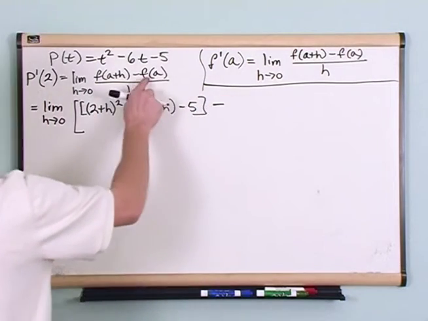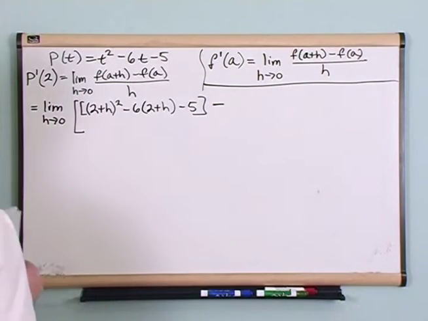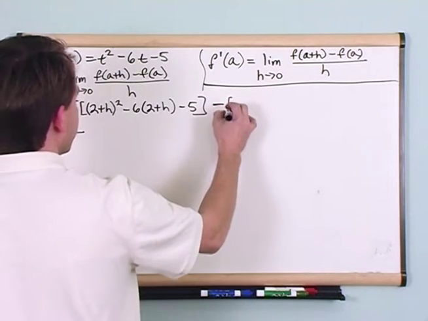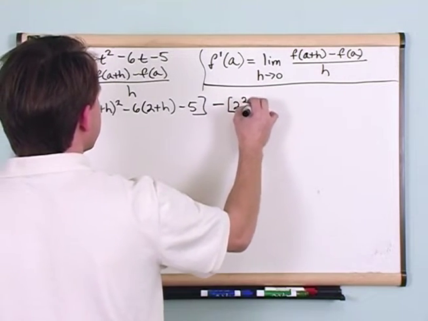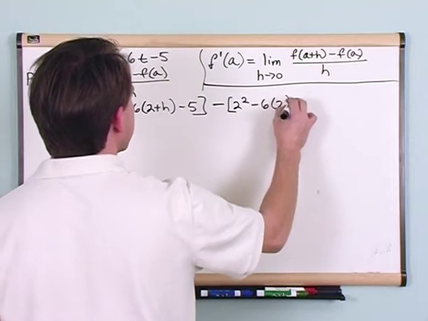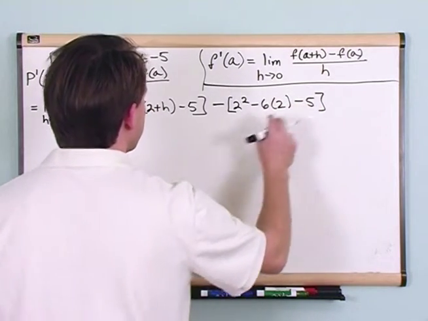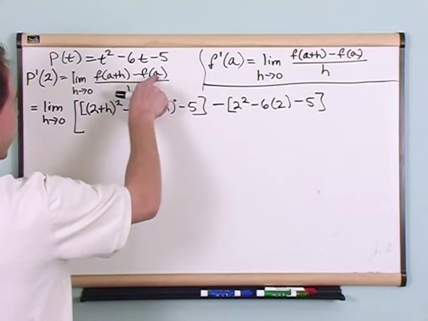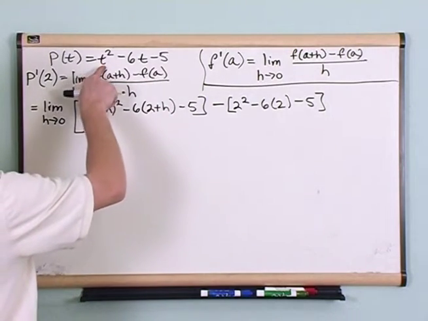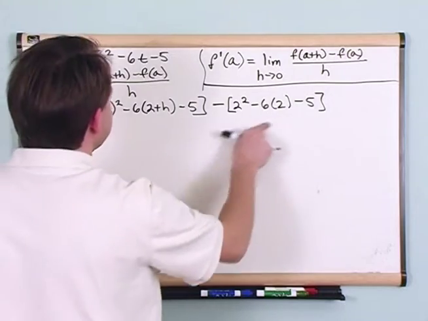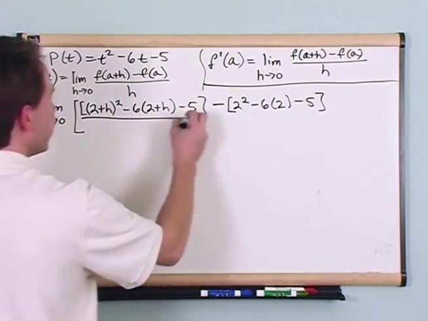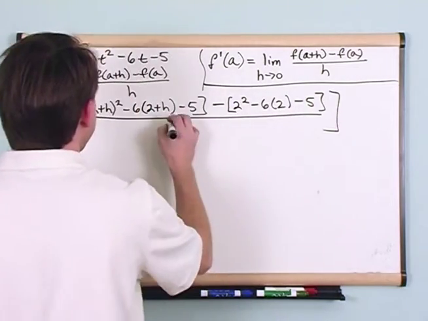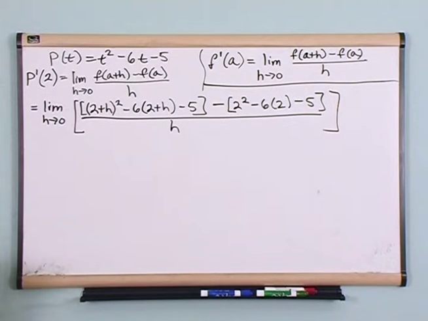But remember, I've got to subtract this quantity, which is just f of a. So I'm going to have over here 2 squared minus 6 times 2 minus 5. Now, why did I do it like that? Because it's f of a where a is equal to 2. So I just plug 2 in here and 2 in here, and I get this. Okay? And all of this stuff is over h.